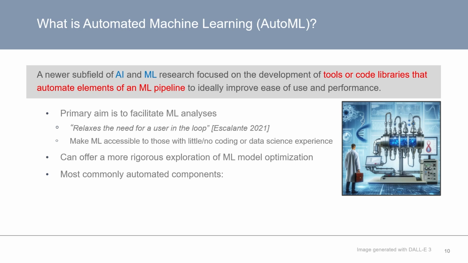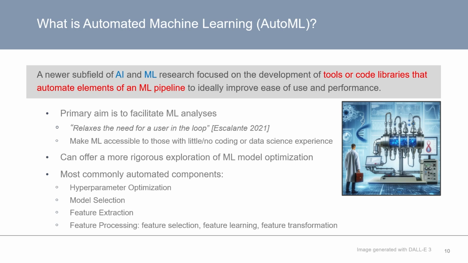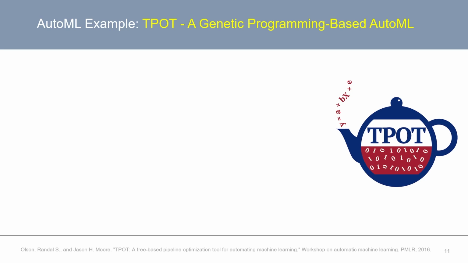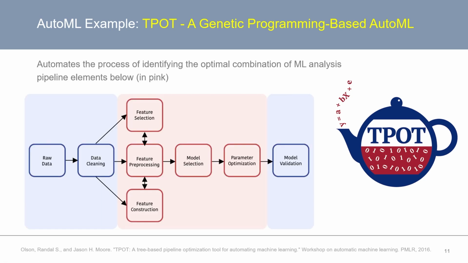Currently, the most commonly automated components of AutoML systems include hyperparameter optimization, model selection, feature extraction, and feature processing, such as feature selection, feature learning, and feature transformation. One example of an automated machine learning tool is TPOT. This illustration shows a basic machine learning analysis pipeline. TPOT seeks to automate the process of identifying the optimal combination of machine learning analysis pipeline elements, specifically those in the pink region of this illustration.